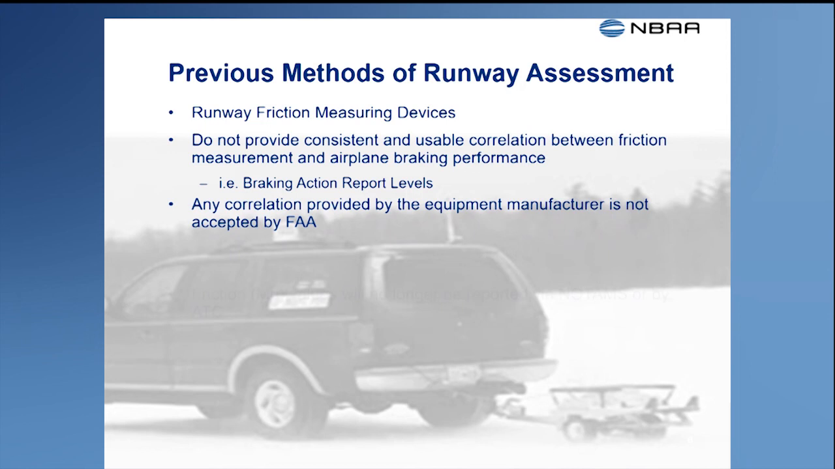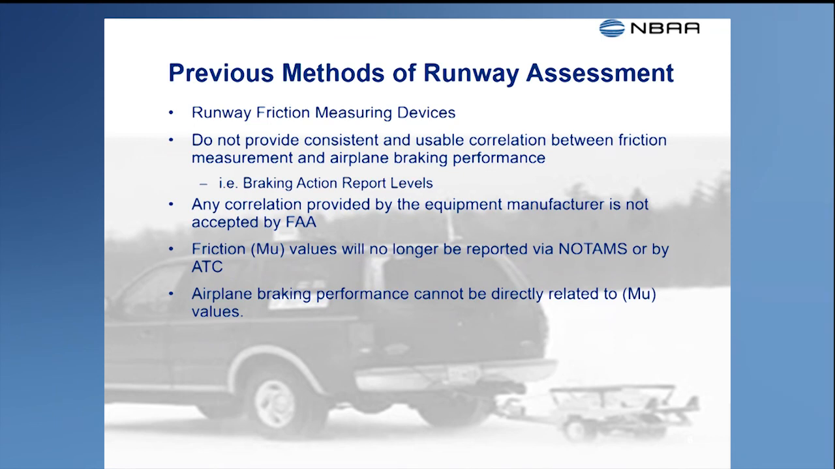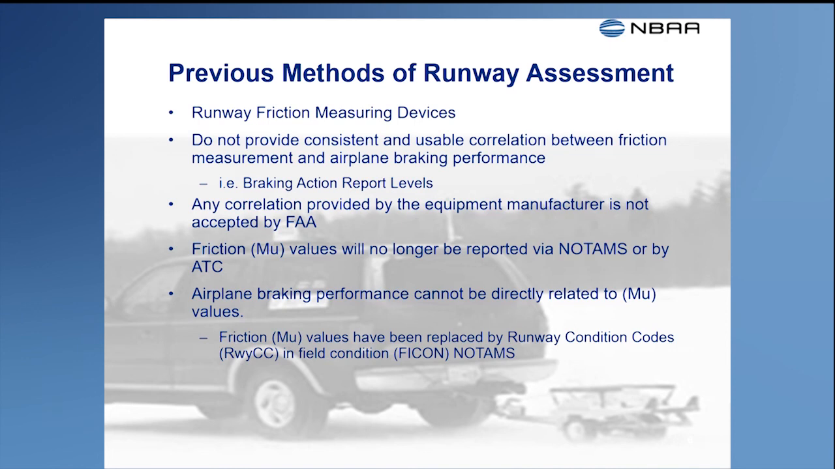Some manufacturers of the approved friction measuring equipment have furnished data that tries to correlate braking action to mu values, but these correlations are not acceptable to the FAA. To ensure the friction measurement readings are accurate, qualified airport personnel should only use FAA-approved equipment and should follow the manufacturer's instructions for its use. For pilots, because there's no direct relationship between friction readings and pilot braking action, these runway friction mu value reports have been replaced by the runway condition code in FAA field condition NOTAMs. As we'll see in a later briefing, these new runway condition codes are intended to be used with new landing distance data designed for use on a wet or contaminated runway based on the reported code.